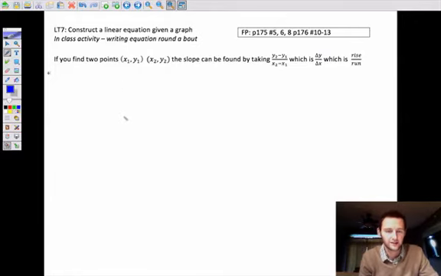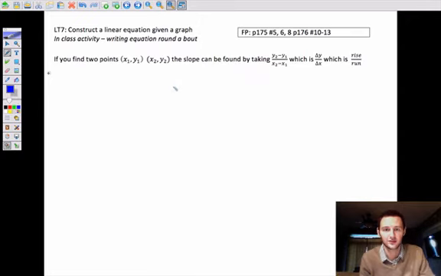All right, learning target 7 is construct a linear equation given a graph. Basically, this is going to be the reverse of something that we did, I don't know, last week. You're going to be given a graph, and from the graph, you're going to write the equation. Whereas before it was, okay, here's an equation, now you make a graph. Like that was the last checkup.